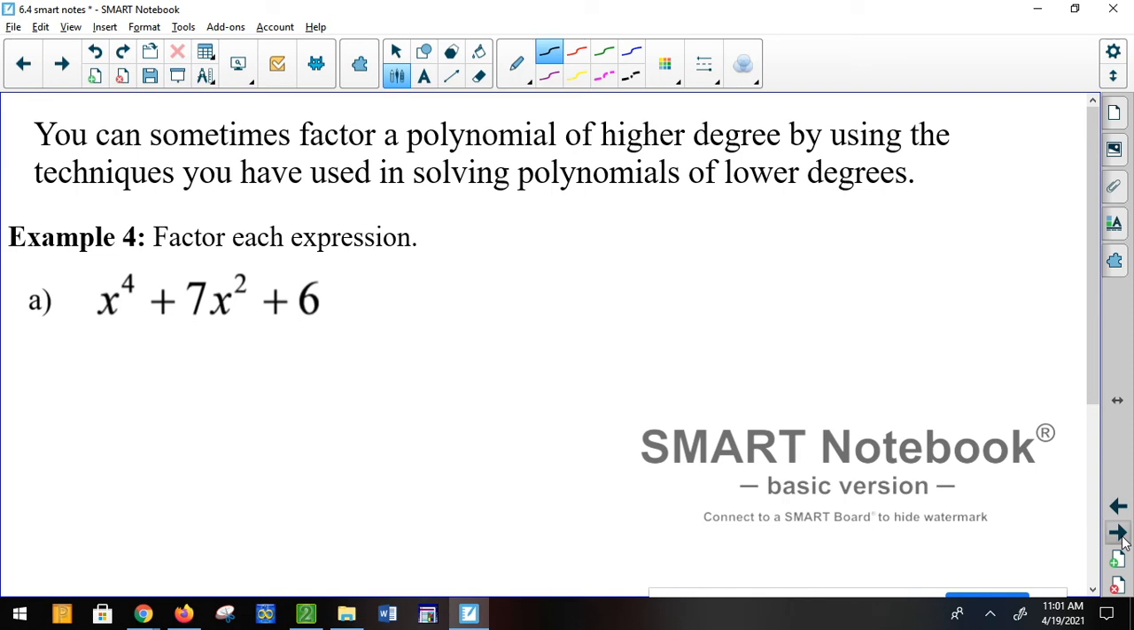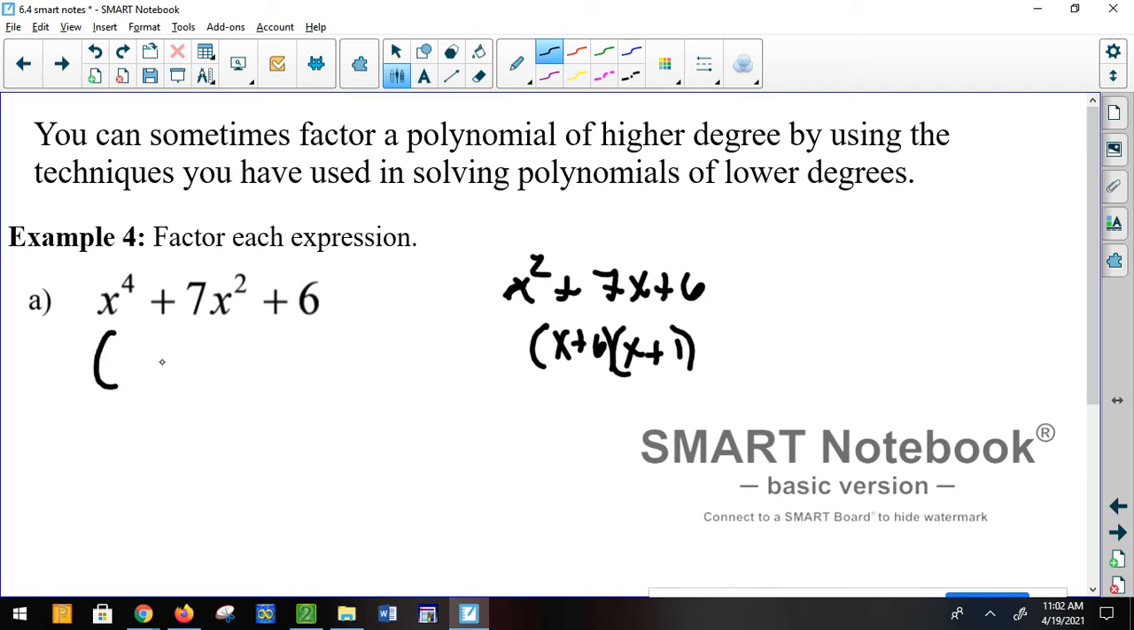So let's pretend for a second that this is x squared plus 7x plus 6. How would you factor that? Well, we're just looking for a pair of numbers that multiplies to 6 and adds to 7, right? So that would be x plus 6 and x plus 1, because 6 plus 1 is 7 and 6 times 1 is 6. That's all we're going to do here.